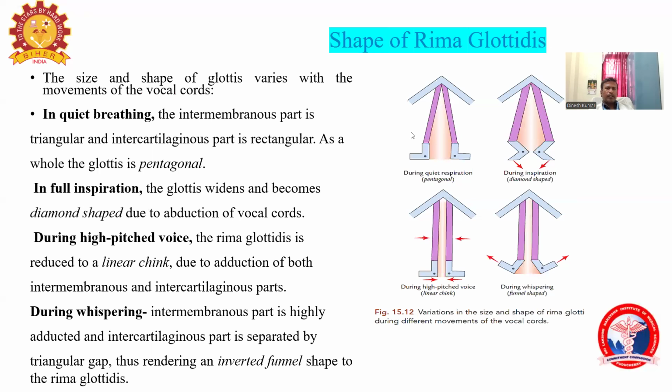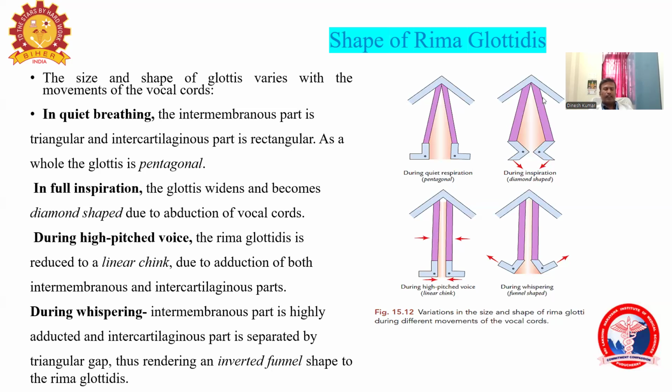Next, during full inspiration, you can see the glottis widens and becomes diamond in shape due to abduction of the vocal cords. Next, during high-pitched voice, the rima glottidis is reduced to a linear chink due to adduction of both the intramembranous and intercartilaginous parts. During whispering, the intramembranous part is highly adducted and the intercartilaginous part is separated by a triangular gap, thus rendering an inverted funnel shape of the rima glottidis.